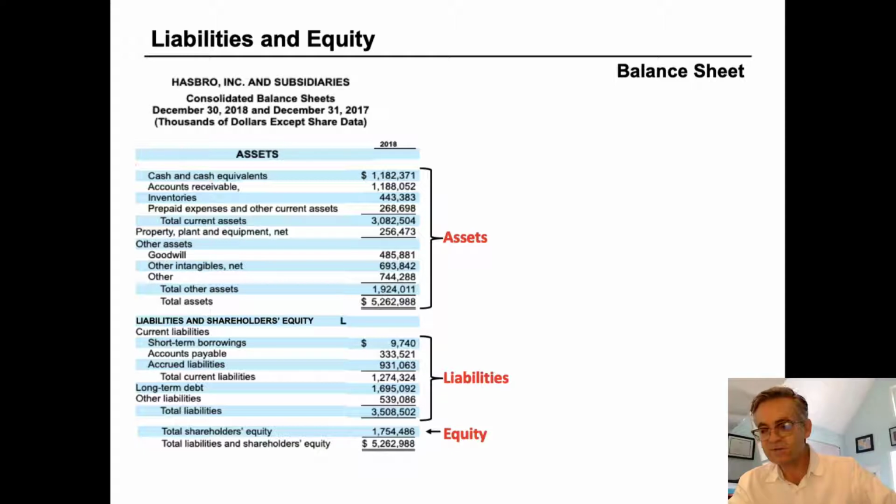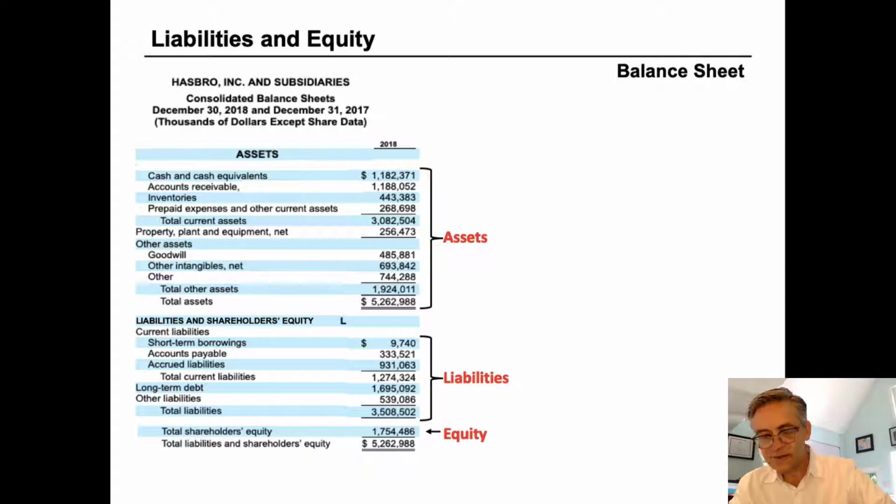And we know from the accounting equation that assets are equal to liabilities plus equity, which tells us that there's only two ways to fund the acquisition of assets. Either you get the money from liabilities or you get the money from equity. Liabilities can be thought of as different forms of debt. These are claims against the assets, and they represent what the company owes to other people. In Hasbro's case, they have $3.5 billion that they owe others.